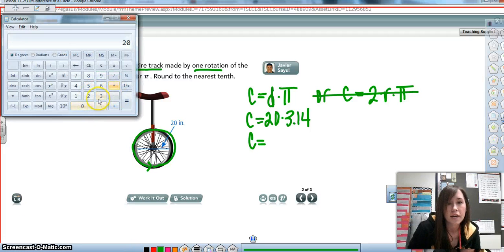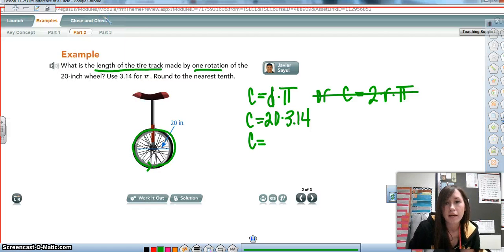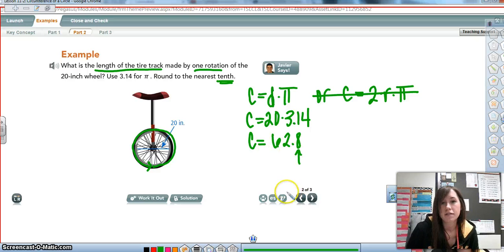So 20 times 3.14. So 62.8. Rounding to the nearest tenth. So that's one decimal place. So we would leave it like this. 62.8 inches is the length all the way around the wheel, or how far this wheel would go along the ground.